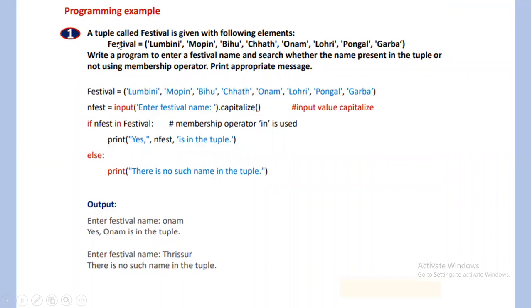Then this is one example. A tuple called festival is given with the following elements. Write a program to enter a festival name and search whether it is there or not. As simple as that, you can simply make use of the membership operator. You create a tuple, ask the user to enter a festival name, then if that festival name is in the festival tuple which you have already stored, then it is there. Otherwise, it is not there. Simple, right?